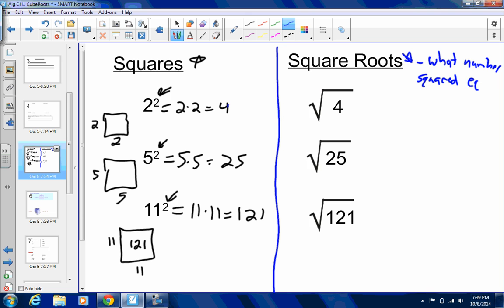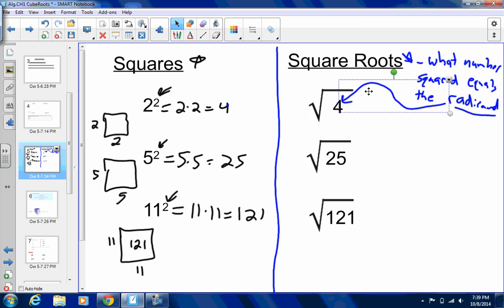equals the number in the radical, which is actually the radicand. And our radicand in this case is 4. Our radicand down here would be 25. Our radicand down here would be 121. Don't be fooled by the terminology. All it's saying is you need to find the number that, if you square it or you multiply by itself, would get you to 4.